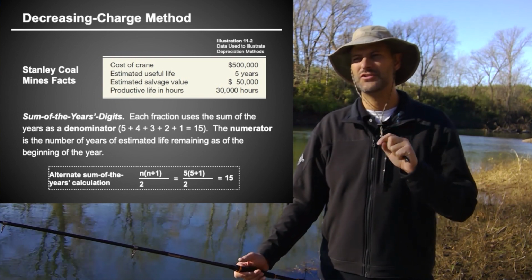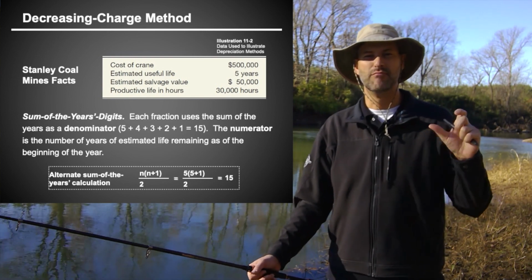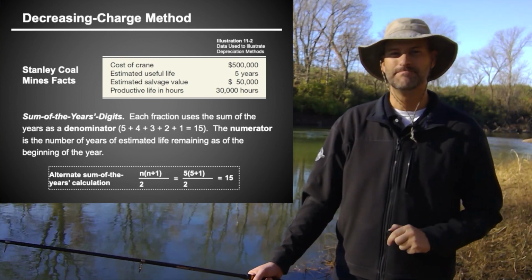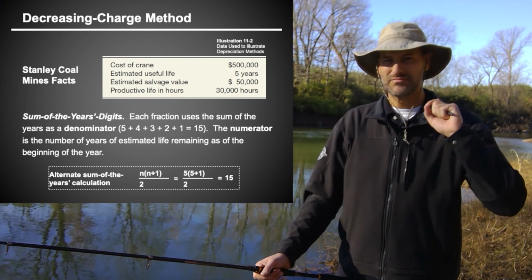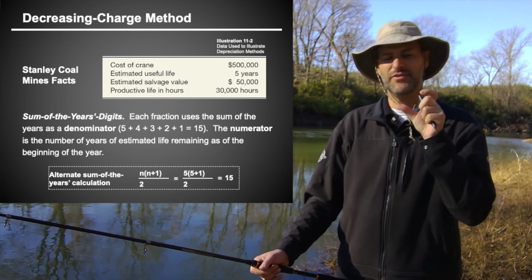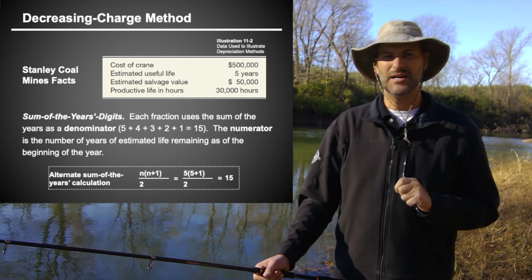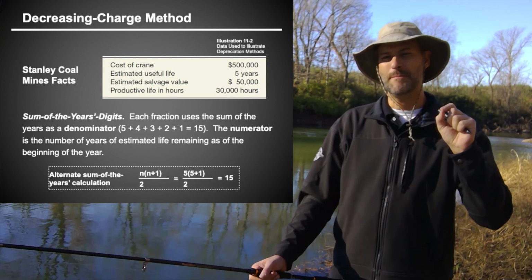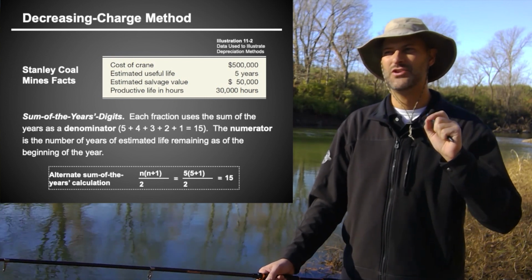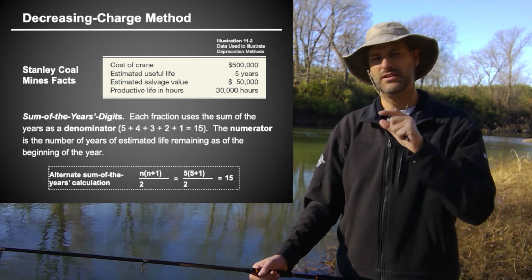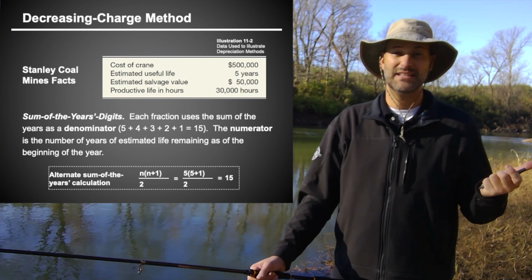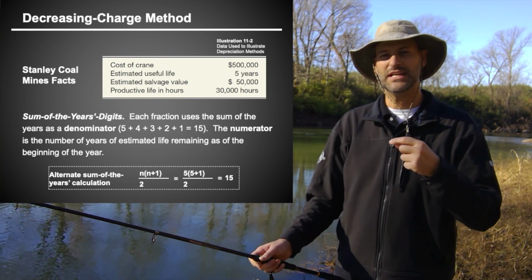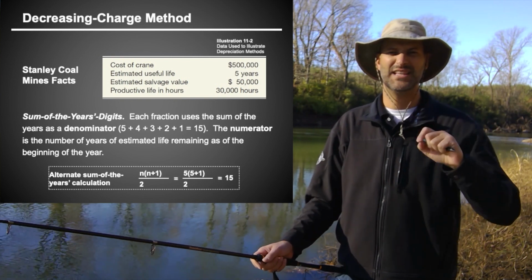Instead of just straight lining it, we want to depreciate more early on in its life and less at the end of its life. So what we're going to do is take the sum of the years digits as our denominator, and we're going to take how many remaining years it has in its useful life left. So say it has a 5-year useful life for this asset, and we sum up all of the digits.